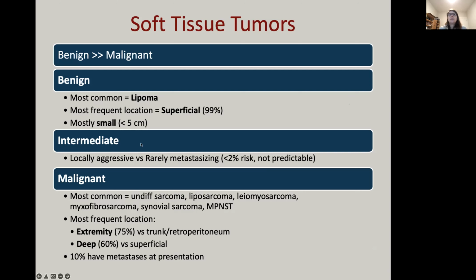There is an intermediate category that's considered locally aggressive or rarely metastasizing, meaning less than 2% risk of metastasis. So this is what the WHO has come up with for these tumors that don't necessarily always behave in a predictable manner.